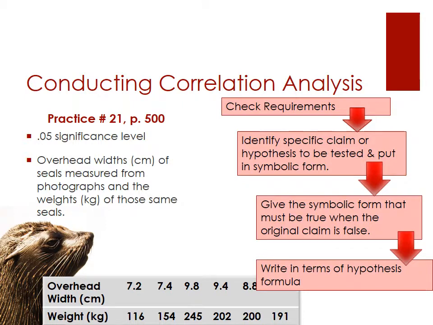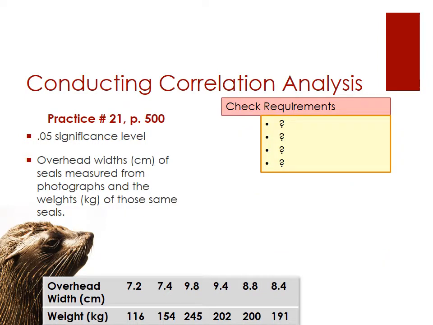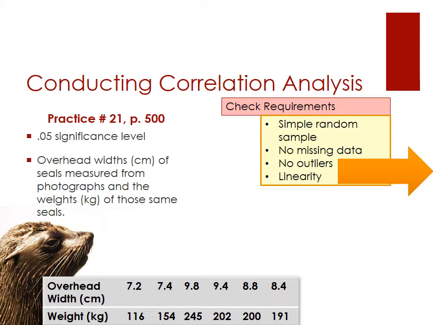Here we go. We've got to go through our steps, and by now these steps should be incredibly familiar when you're getting ready to set up a hypothesis test. The first thing, of course, is checking requirements. What are the requirements for conducting a correlation analysis? What do I have to have in my data? Well, it has to be a simple random sample. There has to be no missing data. That means for every seal that I have a width for, I have to have a corresponding weight. There can't be any outliers, and it's got to be a relatively linear relationship.